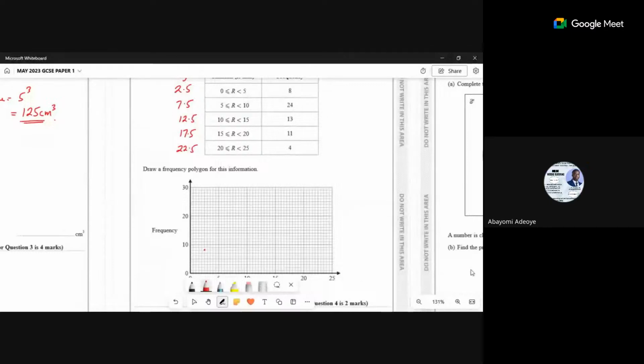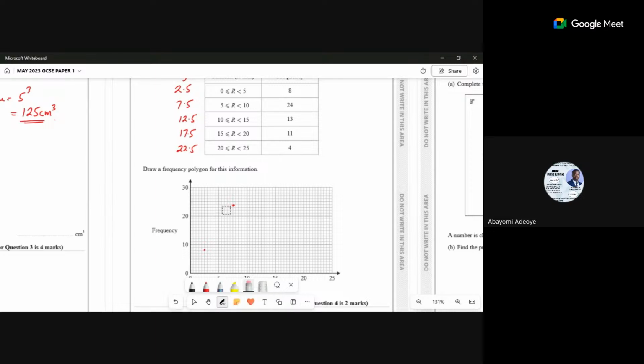So this is 2.5. And here you have 7.5 to 24. So this is 24. You count the units: 21, 22, 23, 24. So you have it here at this point. This is 24 here. Are we following? Yeah.